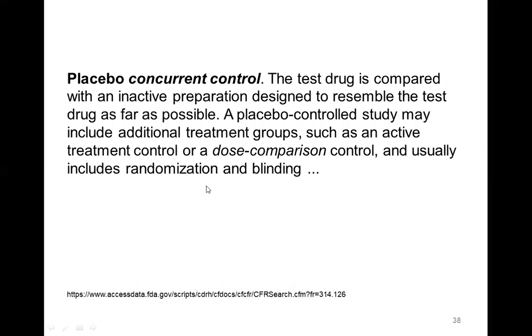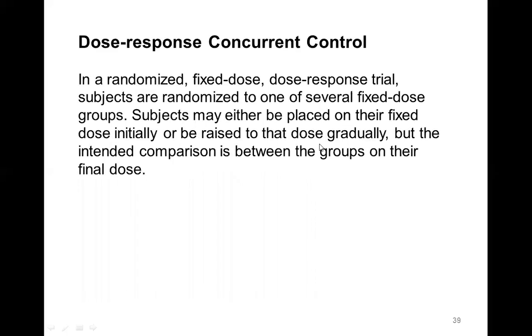Here's our placebo concurrent control. The test drug is compared with an inactive preparation that's designed to resemble the test drug, right? So that's where they're given a pill that looks the same, essentially. A placebo-controlled study can include additional treatment groups, and so can have an active treatment control or a dose comparison control, usually using randomization and blinding. So when we talk about a placebo concurrent control, essentially it can be any other of these factors that are included.